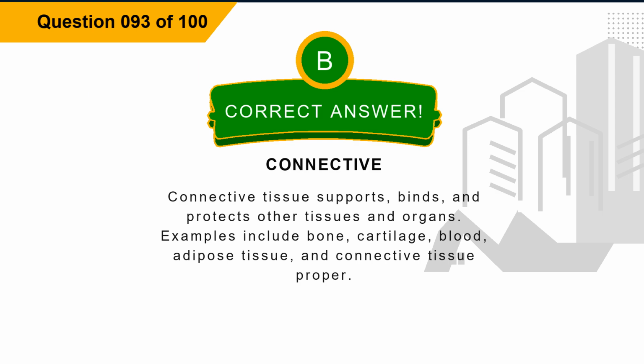Explanation: connective tissue supports, binds, and protects other tissues and organs. Examples include bone, cartilage, blood, adipose tissue, and connective tissue proper.